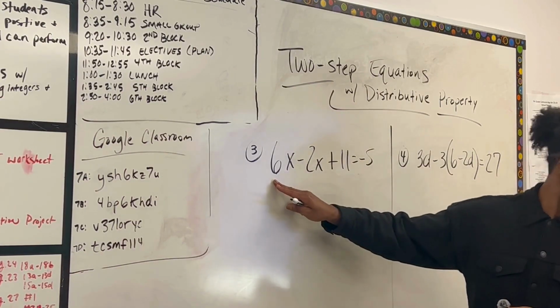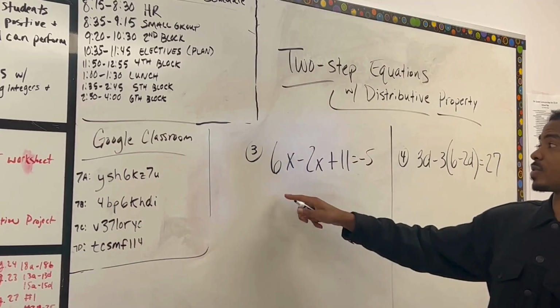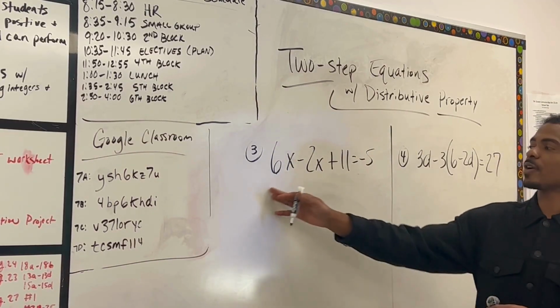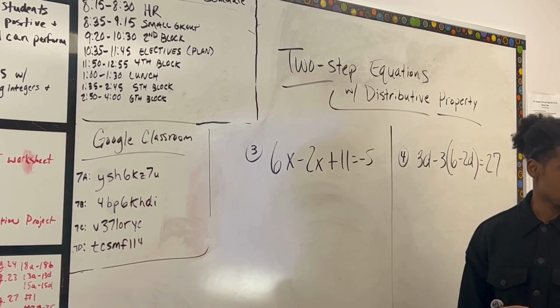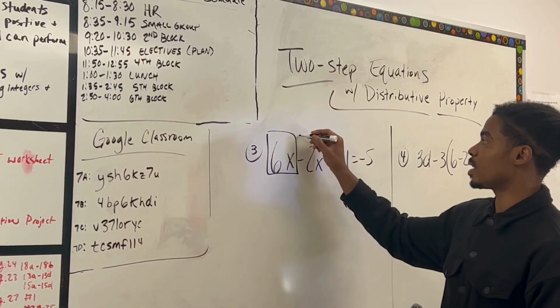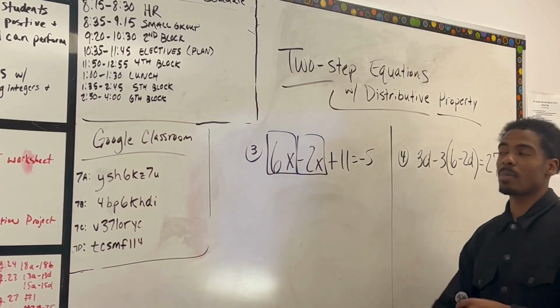So is this supposed to be a negative 6x? Is that what you're saying? No, it's a positive 6x, right? So that's correct. If I'm looking at this problem, the first thing that you want to do before you try to solve for x is combine your like terms. Okay, so I got 6x that can be combined with negative 2x or minus 2x.